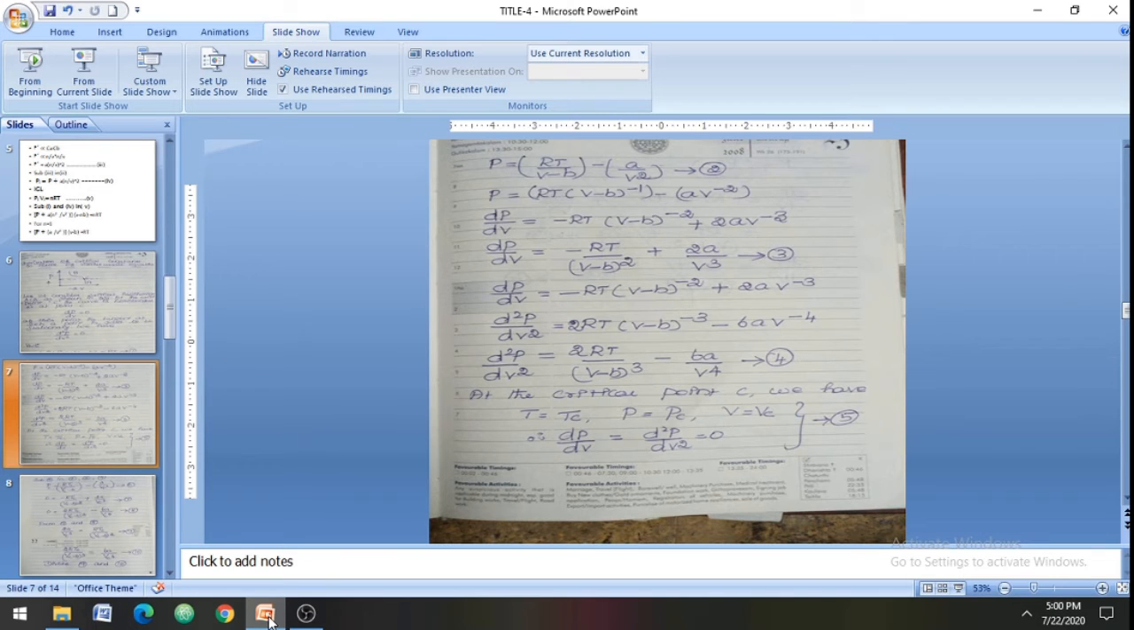At a critical point, as I said, there is no change in pressure and volume. At the critical condition, we consider the critical constants: critical temperature, critical pressure, and critical volume. Critical temperature is denoted as Tc, where c means critical. Critical pressure is Pc and critical volume is Vc. So at the critical point there is no change in pressure and volume. That is why we take dP/dV = d²P/dV² = 0. This is the fifth expression.